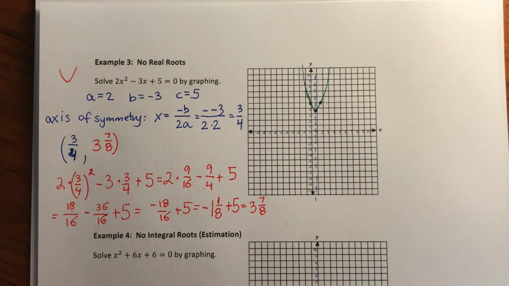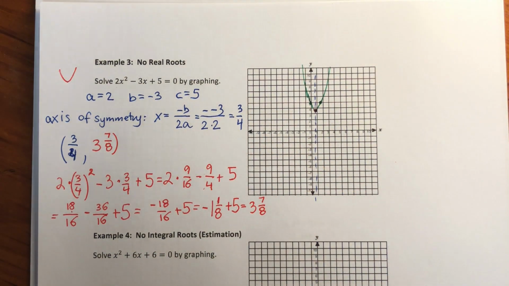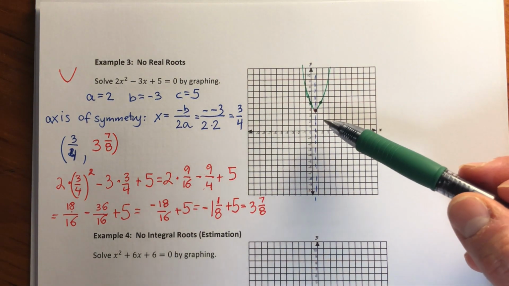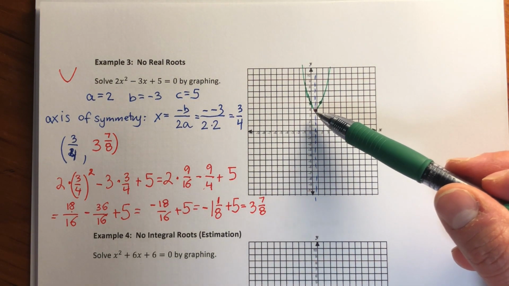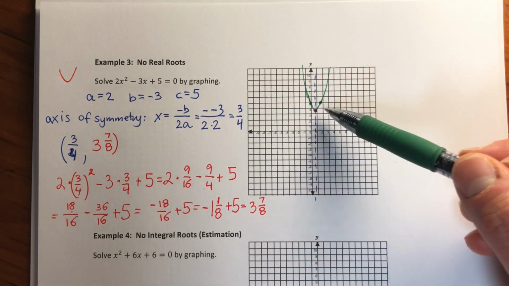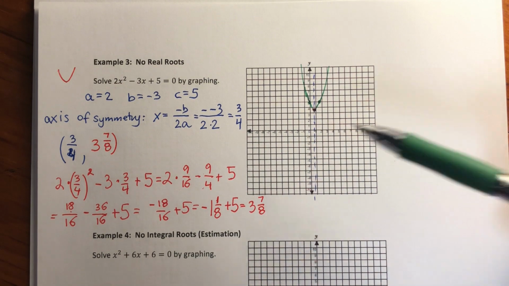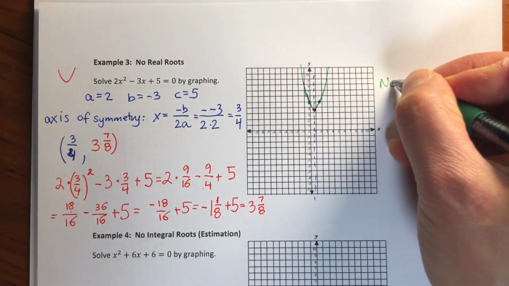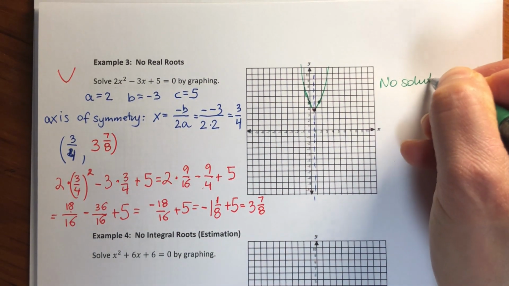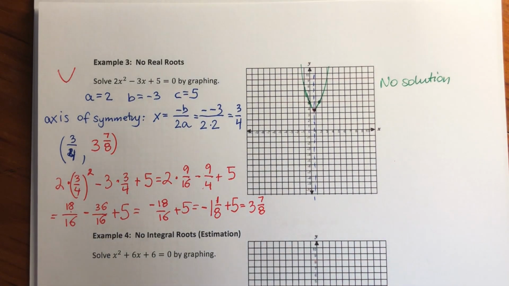I'm not going to be crazy about being very particular about this one, because the question is to solve it, and knowing that the parabola is open up, knowing where the vertex is, it is clear that this one has no solution, because it is never going to cross the x-axis.